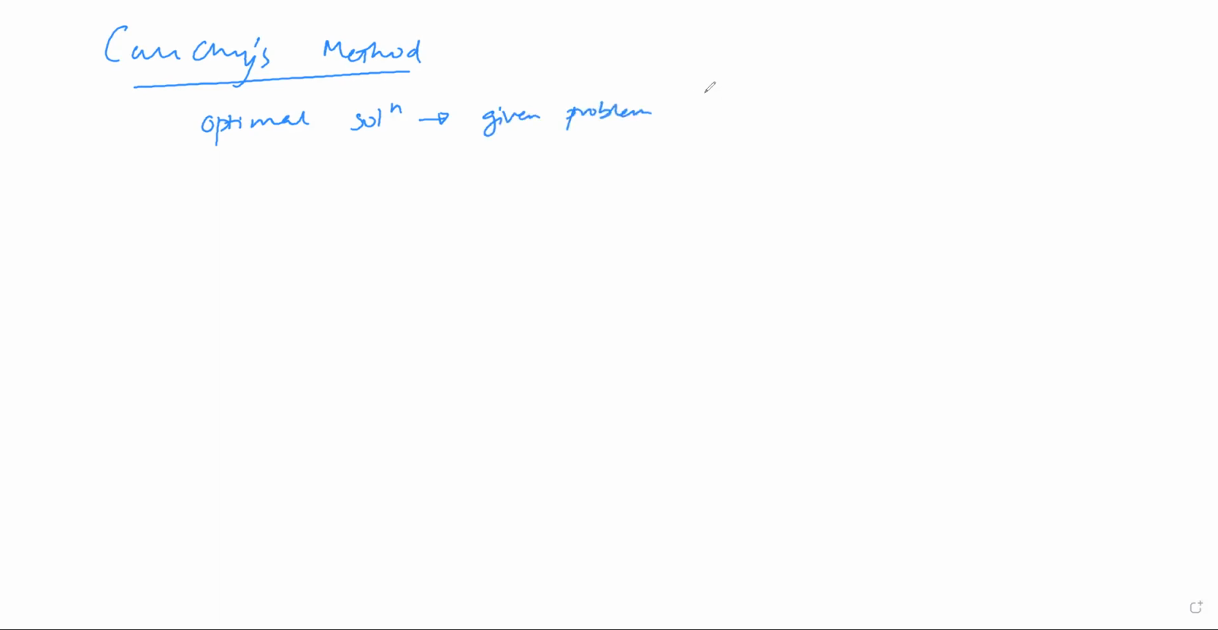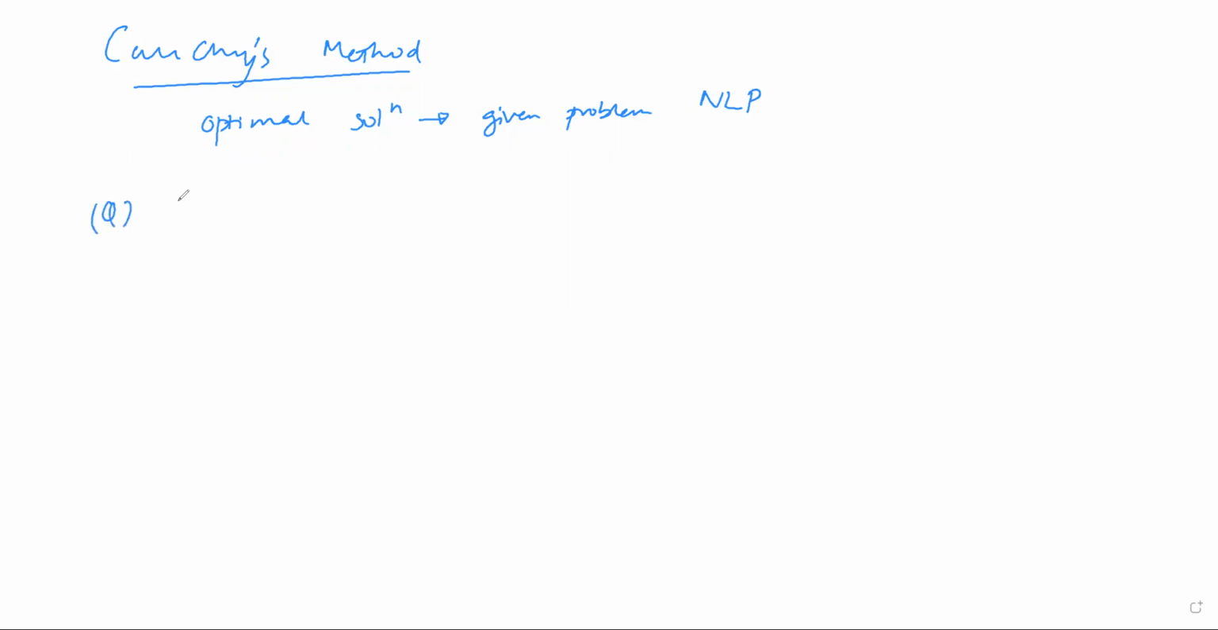So, hi guys. Today we will be talking about Cauchy's method. What is it? It's a method to find the optimal solution to any given problem which is NLP in nature, non-linear programming. We will see it by looking at an example. Let's begin.